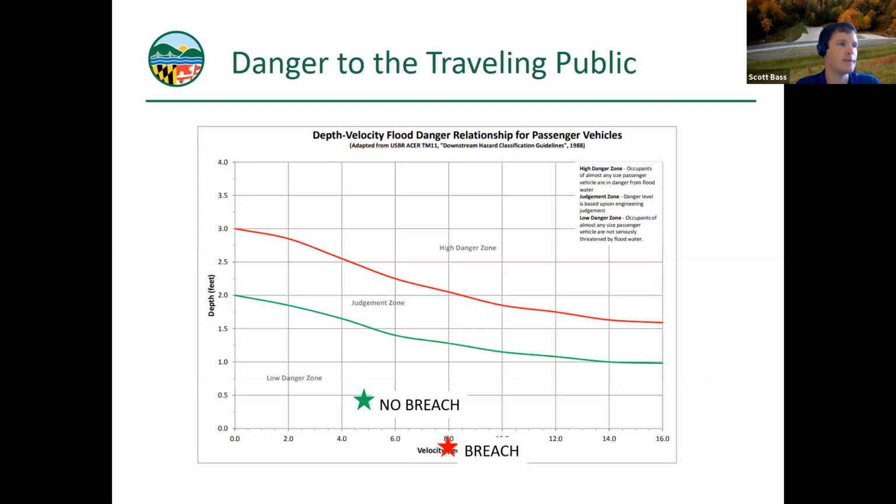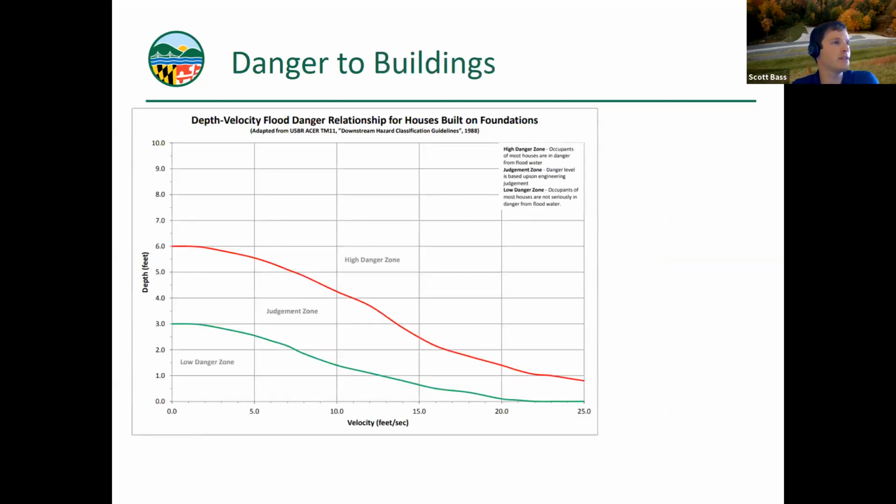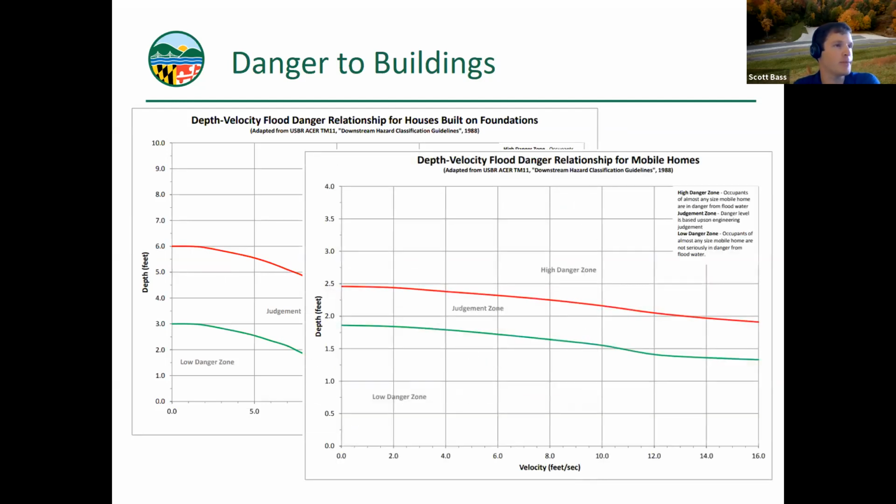Similarly, we have the same similar charts for the traveling public. This is where it would be modeled at roadways. That would be considered a hazard. And finally, for buildings, there are 2 different spreadsheets. One for houses built on solid foundation. And as you can imagine, the threshold for what is dangerous to mobile homes is much less, but we also have that chart.